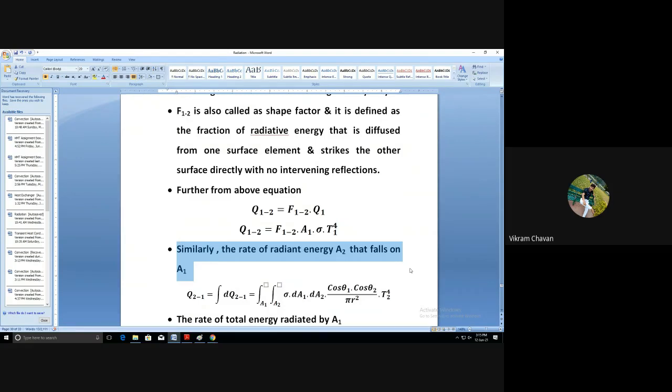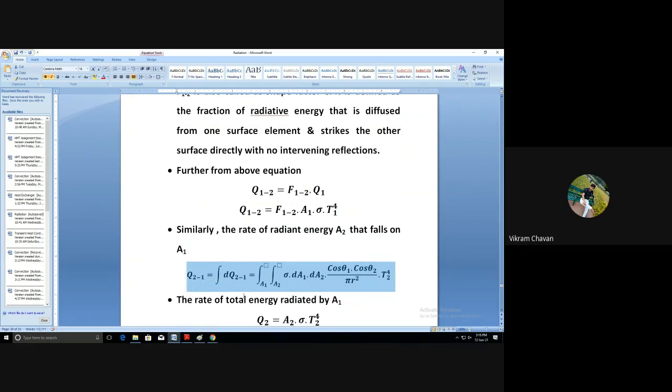Similarly, the rate of radiant energy from A2 that falls on A1: Q2 to 1 is equal to the integration of dQ2 to 1, which will be equal to the integration over the surface A1 and the integration over the surface A2 of sigma multiplied by dA1 multiplied by dA2 multiplied by cos theta 1 multiplied by cos theta 2 divided by pi r square, multiplied by T2 raised to 4.